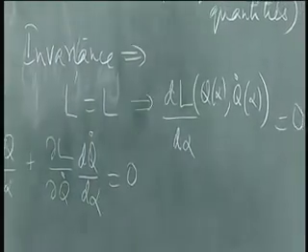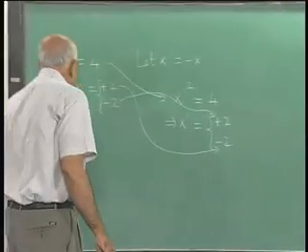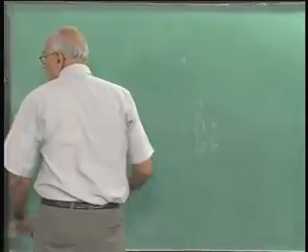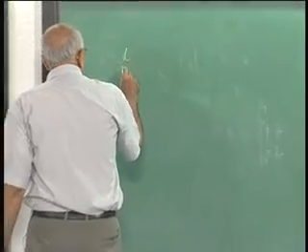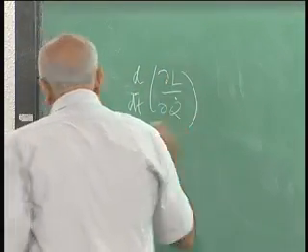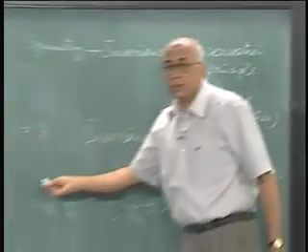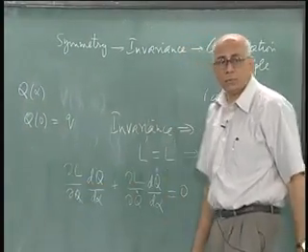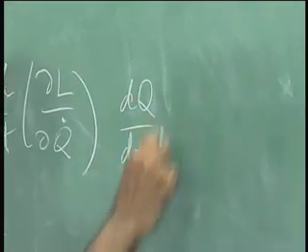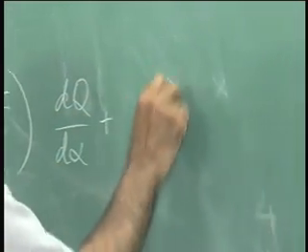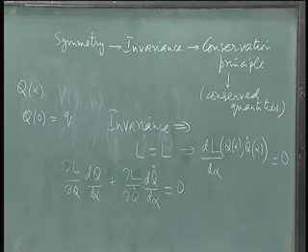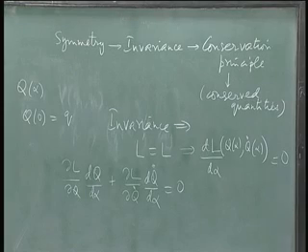But that immediately tells us that d over dt of delta L over delta q dot, that is what the Euler Lagrange equation is for this, d over dt of delta L over delta q dot times dq over d alpha plus delta L over delta q dot times d over d alpha of dq over dt.